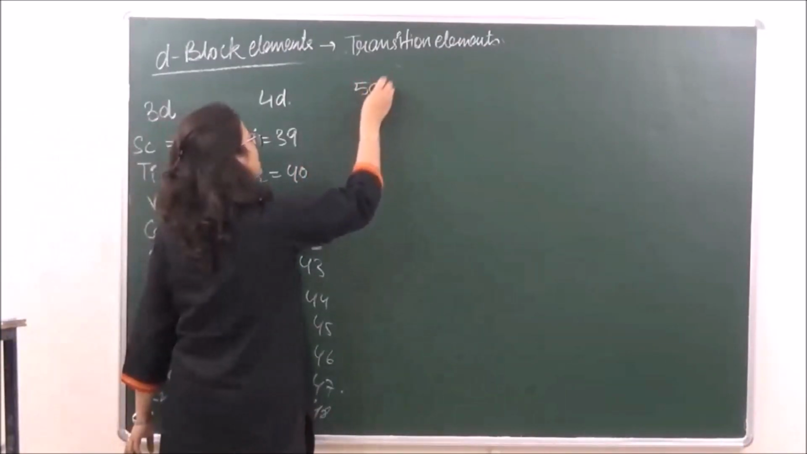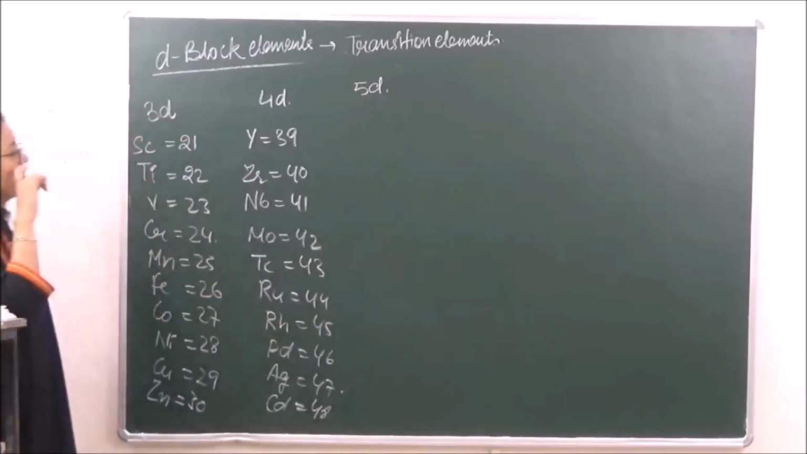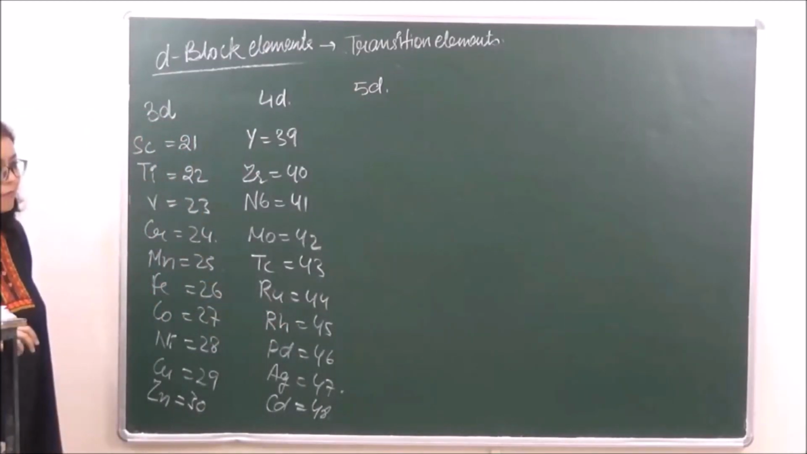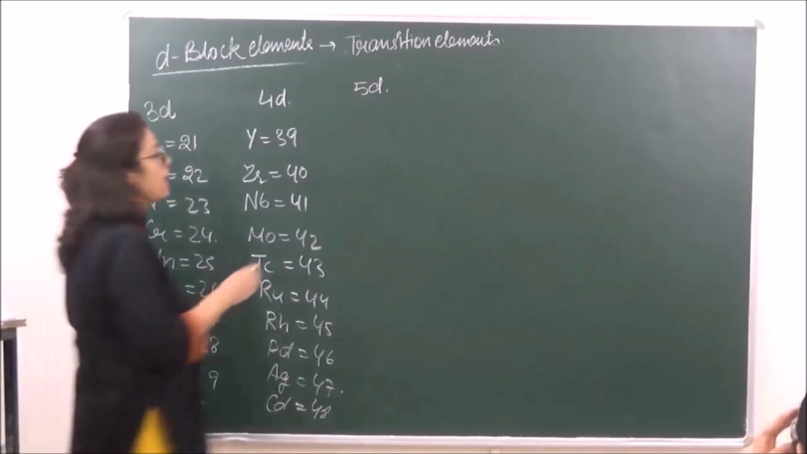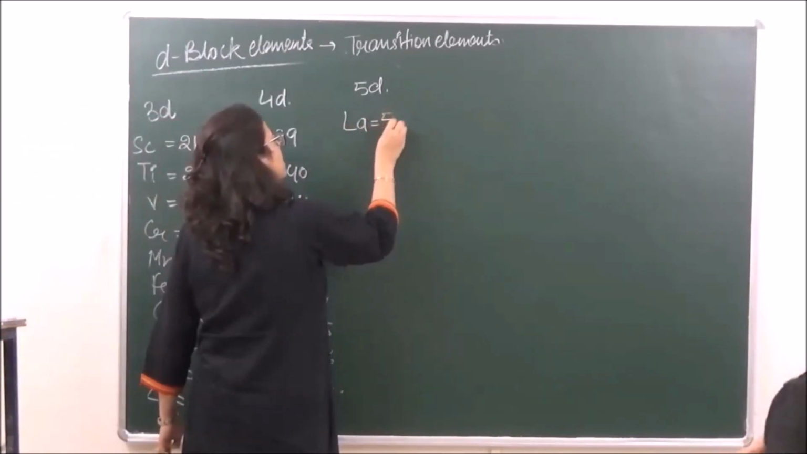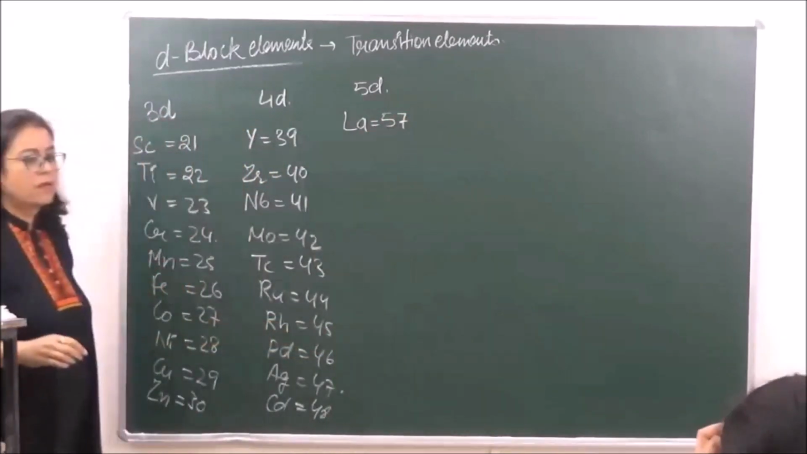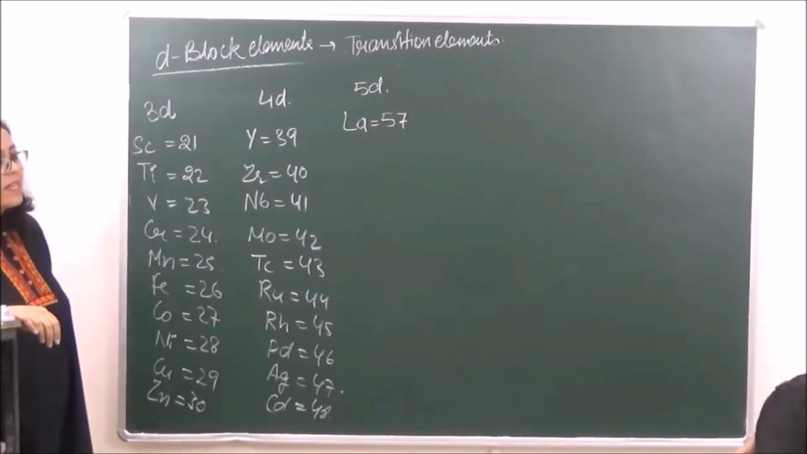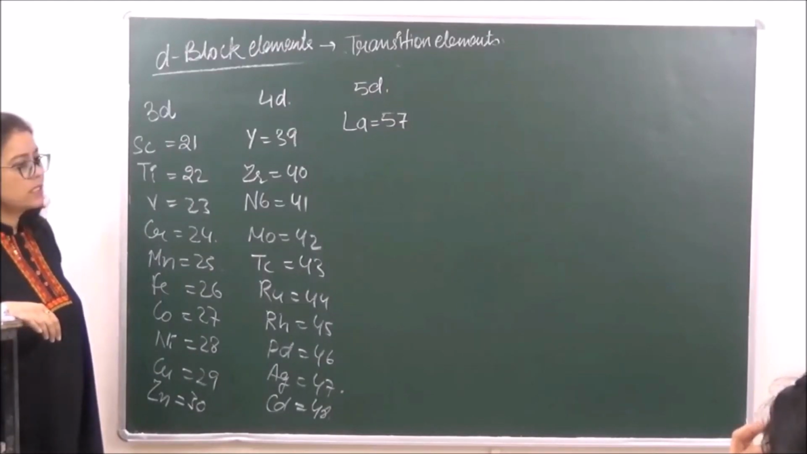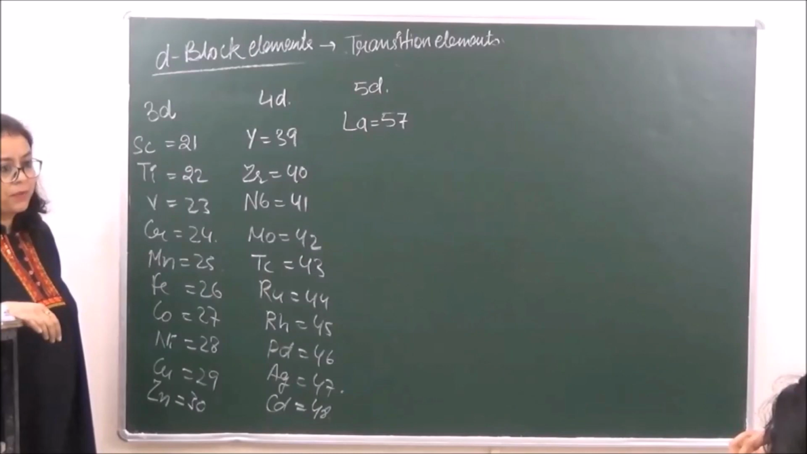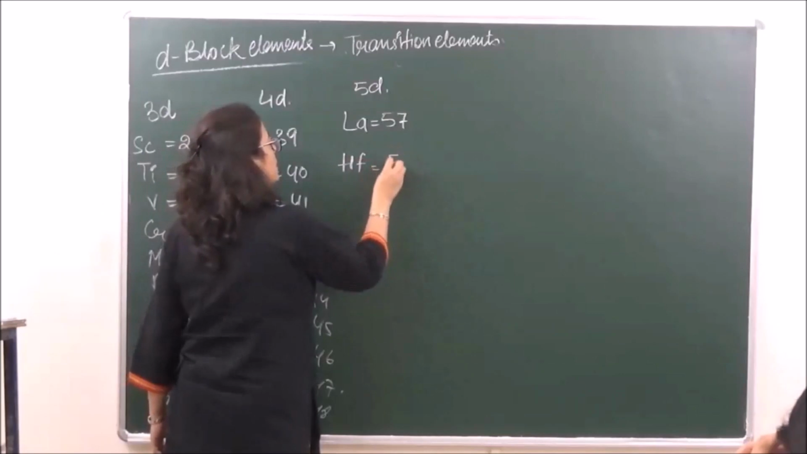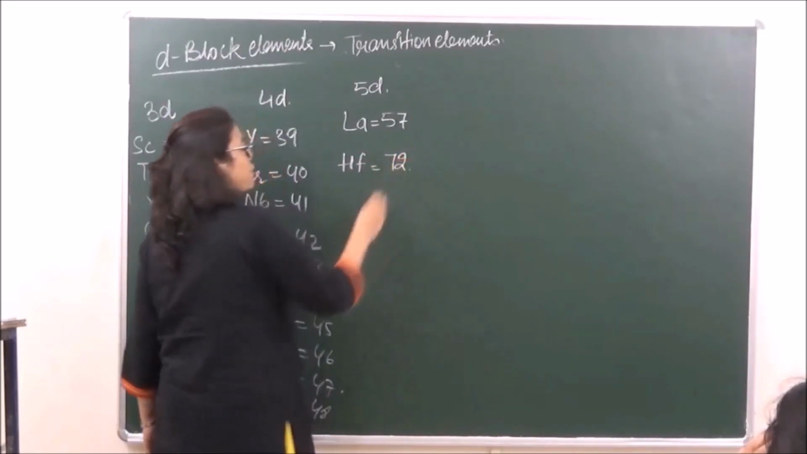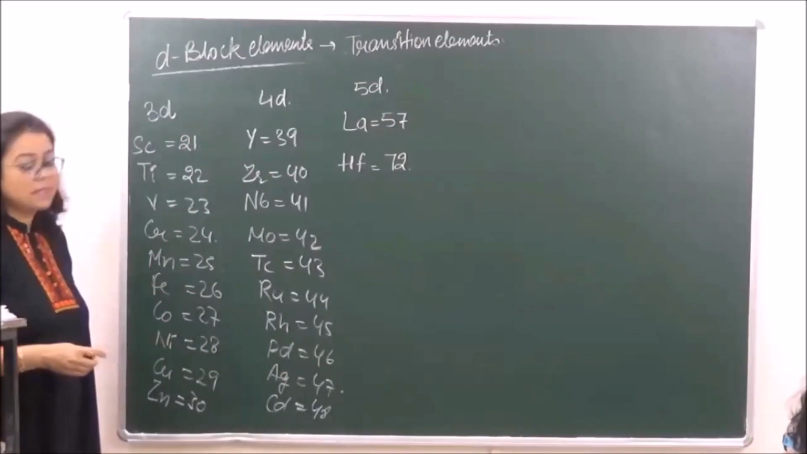Then we have the 5d series. In the case of the 5d series, we also start filling up 4f. So first we fill from lanthanum to lutetium, the 14 elements of f. So the series, although it starts from lanthanum with atomic number 57, from 57 to 71 we first fill up lanthanum to lutetium, and then we come back to the d, right? So we have the next member as hafnium, atomic number 72.